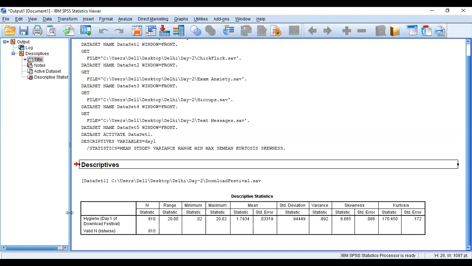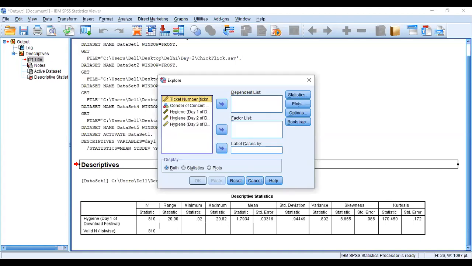So the output means in descriptive statistics, we can find here 810 respondents, maximum score given 20.02, minimum, maximum, mean, standard deviation, variance, skewness, and kurtosis. So there is another method I will use to find the descriptive statistics. Here I'm using Analyze, Descriptive Statistics, and the third one is another method.